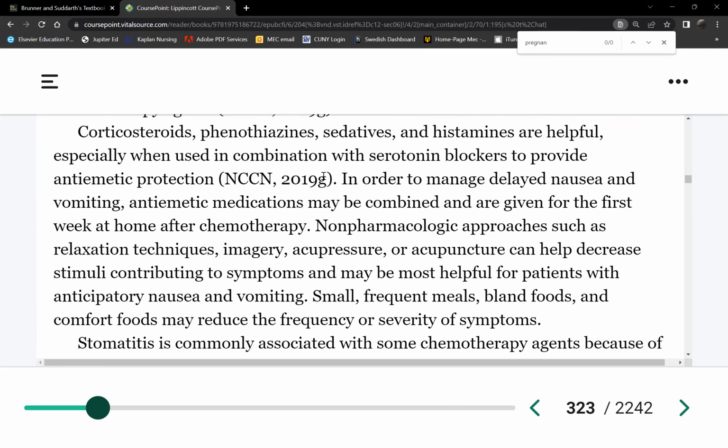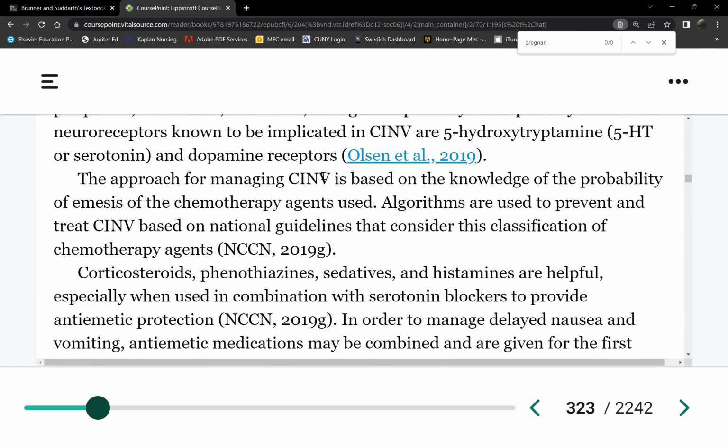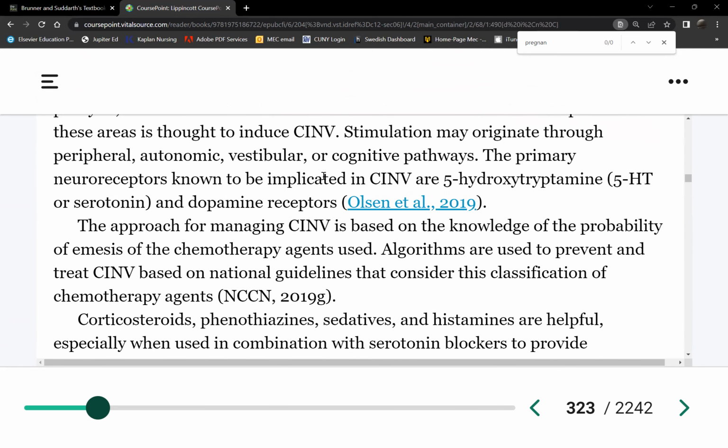Let's start here. Now, management of CINV, which is chemo-induced nausea and vomiting, because there are 3 types of nausea here. It's not just acute nausea. These patients will have delayed nausea, meaning they had chemo today, but they'll stay nauseous up until next Friday. There's also anticipatory nausea. Just the thought that, oh, I'm going to have chemo tomorrow, they'll start having nausea now.